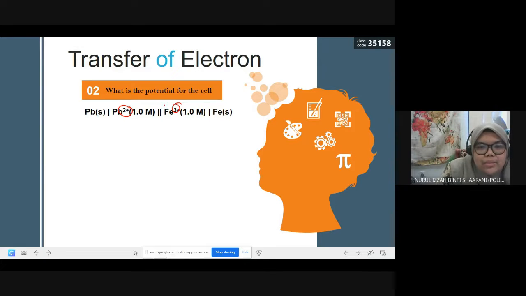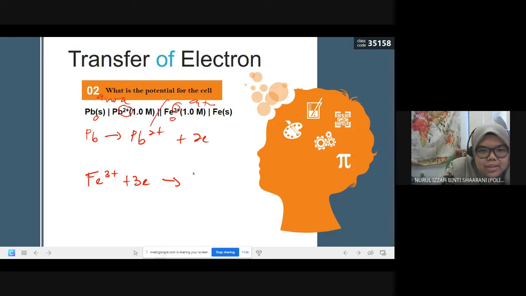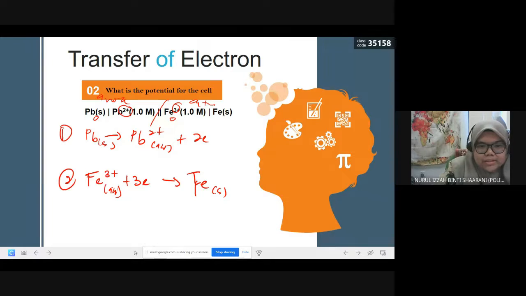Okay, so kalau ini kita tahu sini sebelah anode, ini sebelah cathode. Half equation dia is going to be like this: Pb to Pb2+ plus 2e-, because we want to make sure this one ada kosong charge, this one also zero charge. Same goes with the other side: Fe3+ plus 3e- to Fe. Solid, aqueous, solid. So this is a half equation, first half equation, second half equation.